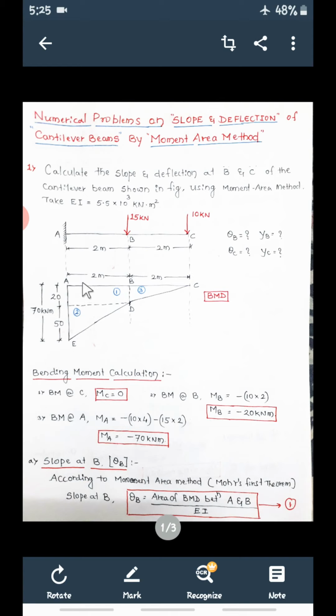Okay, so this is 70 minus 20 and it is 0. Now let us divide this total area of bending moment diagram into simple geometrical sections. So now I'll join this point. Okay, as usual, this is A, B, C. I'll write here D and E. Okay, so divide this total area into small areas.